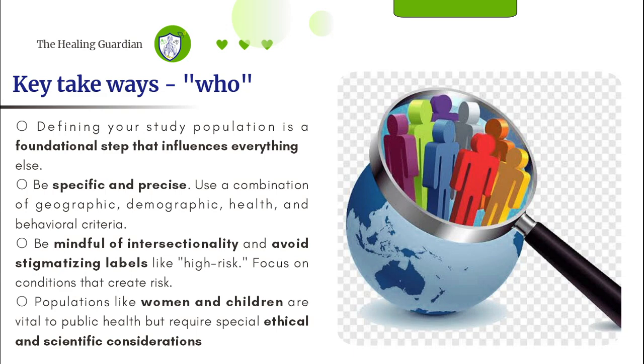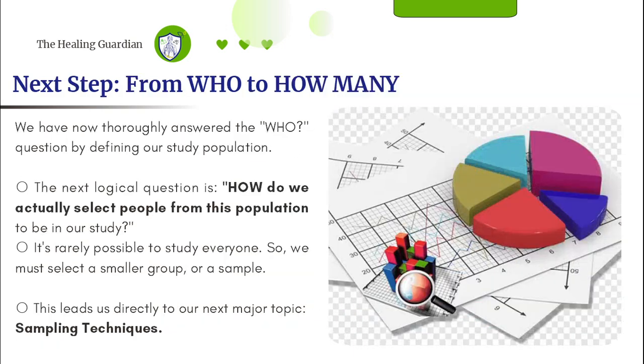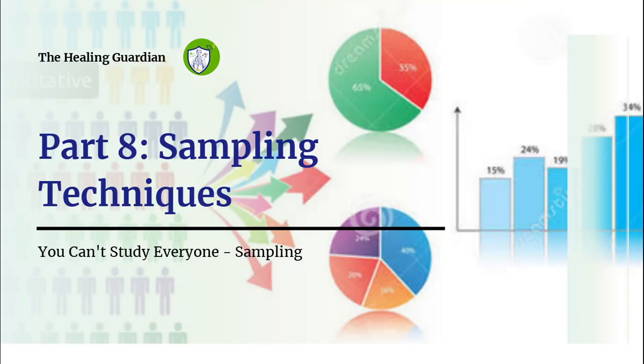If you're designing any intervention, choose a specific population. Lastly, I've said that women and children are vital to public health, but they require special ethical and scientific considerations. So now we go to the next part. We are looking at research as a continuous process. You have decided your study population. The next question will be, how many people are you going to recruit? How do we actually select people from this population? So it takes us to the sampling techniques.